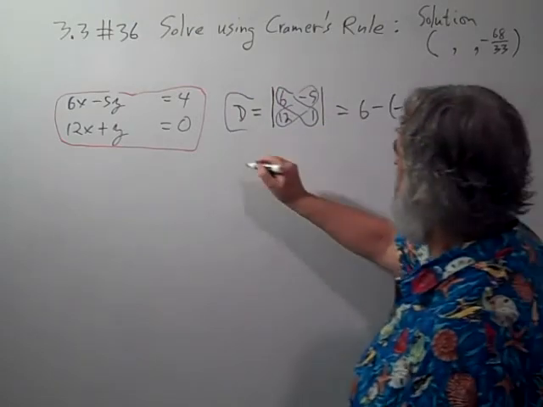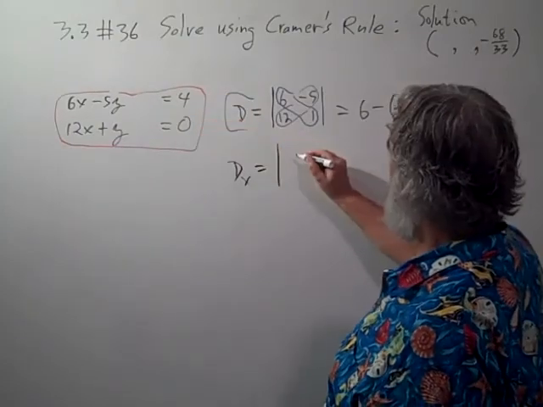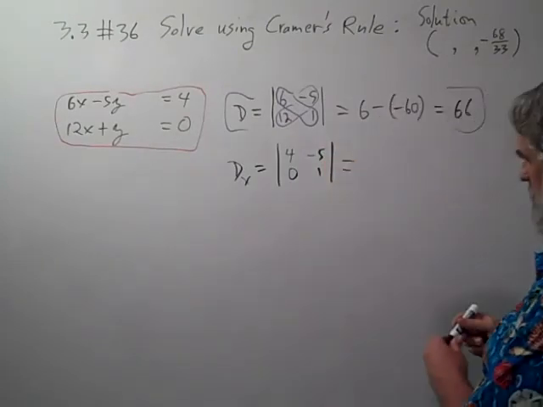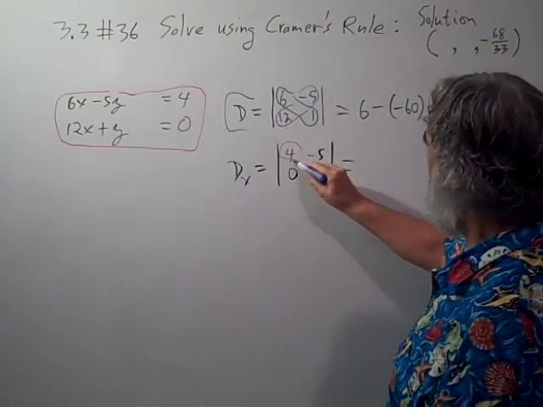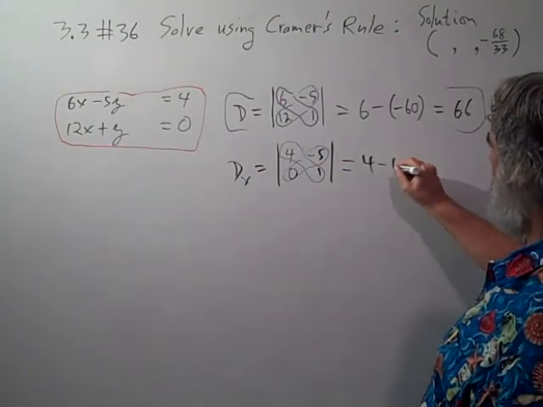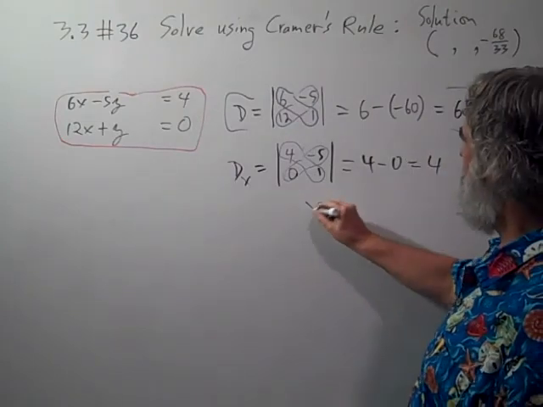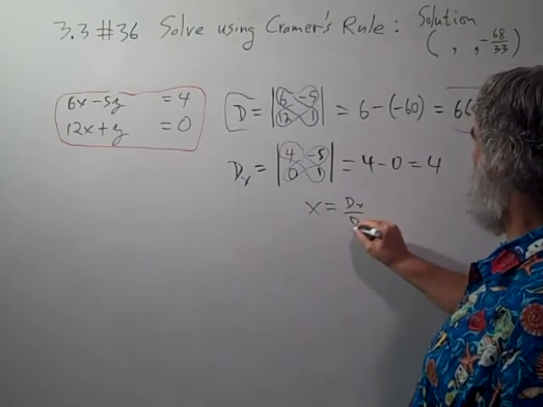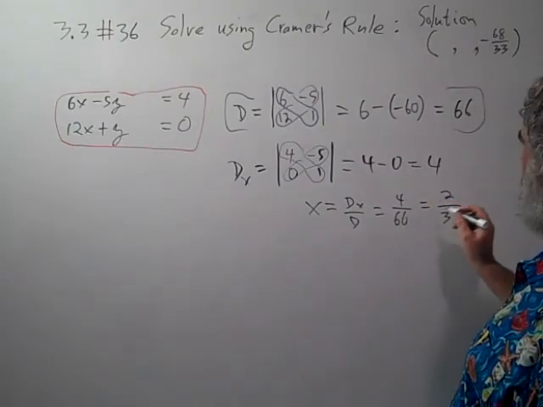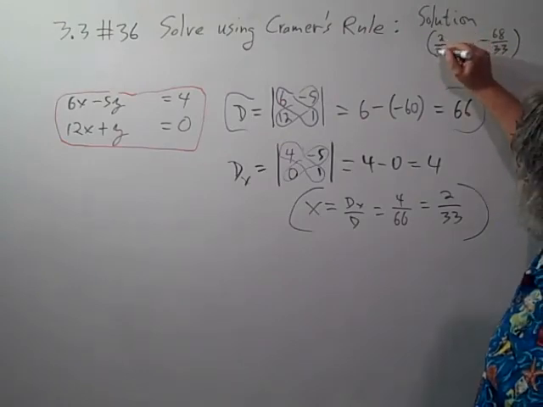Now, to find x, we find d sub x, where we use 4, 0 to cover up the x column, the y column remaining the same. And so we end up with 4 times 1 minus 0. So it's 4 minus 0, which is 4. So this allows us to find x. x is equal to d sub x divided by d. So that's 4 divided by 66, which is 2 divided by 33. So the x-coordinate of our solution here is 2 divided by 33.